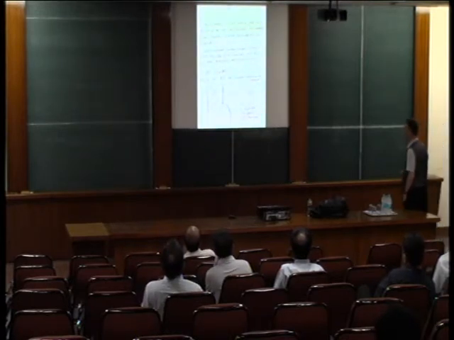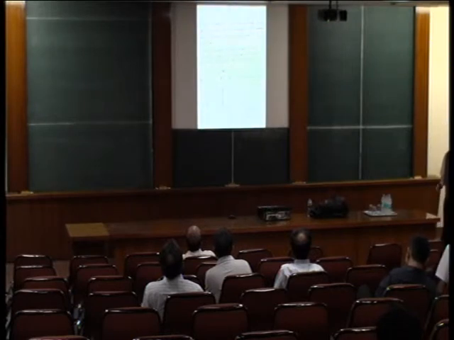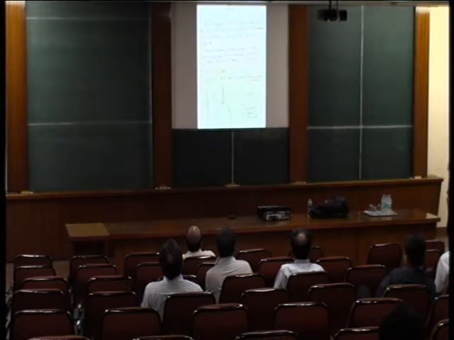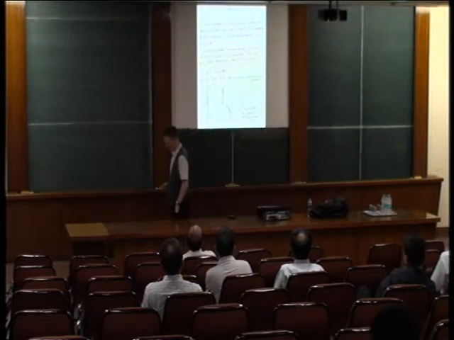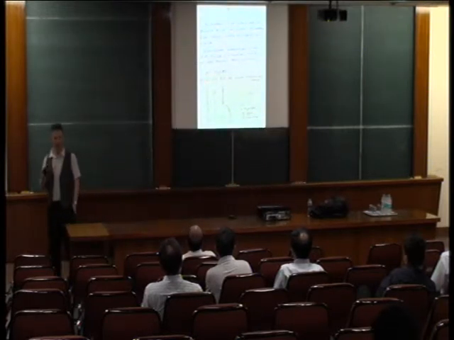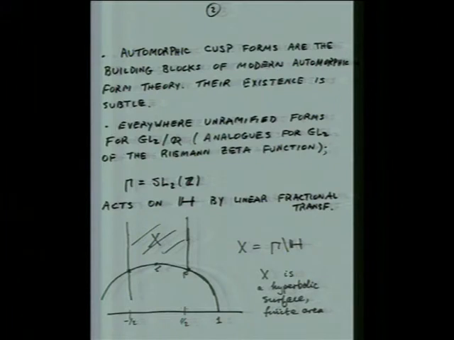So let me remind you, since we've been going through all these lectures, some of this is already introduced, but I'll just review it. So these automorphic cusp forms, as I've been explaining, are the building blocks of modern automorphic form theory. And the forms I want to talk about today are the everywhere unramified cusp forms for 2x2 matrices over the rationals. Everywhere unramified. So if you're in GL1, one dimension less, we would be talking about the Riemann zeta function, the most basic of all automorphic forms, or the L function of the most basic automorphic form.